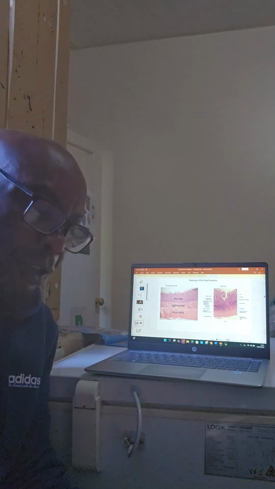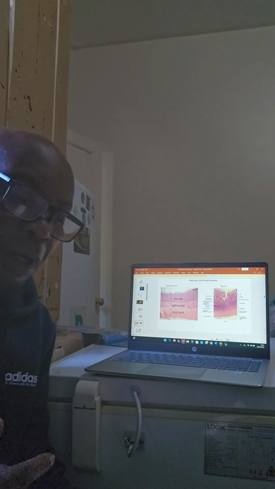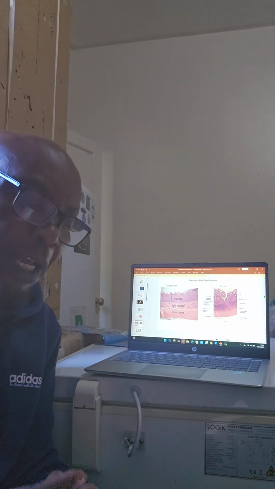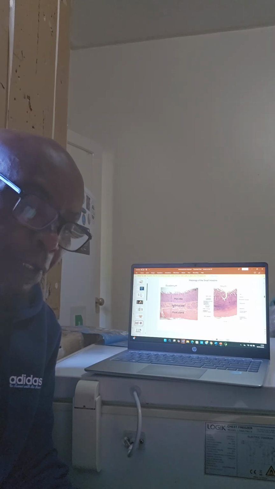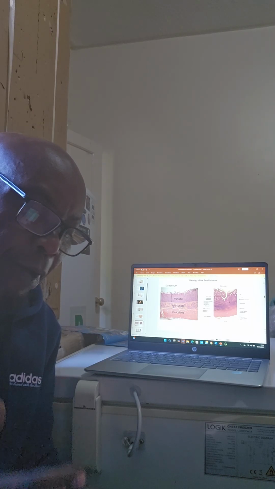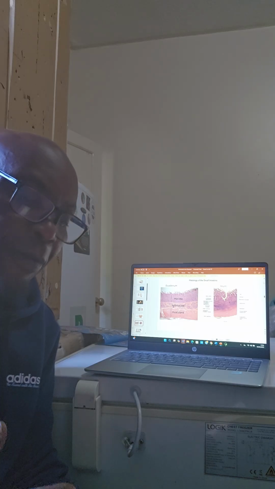The muscularis, composed of 2 layers of smooth muscles, the inner circular and the outer longitudinal, that help in peristalsis and mixing of chyme.